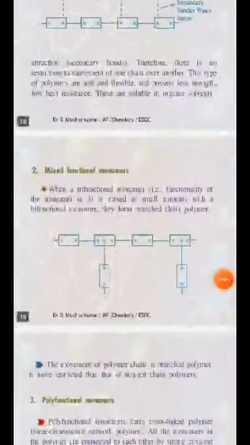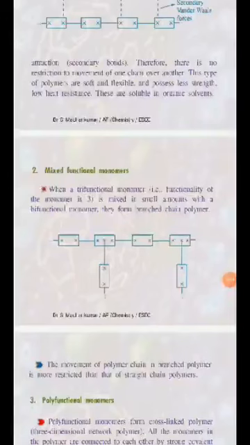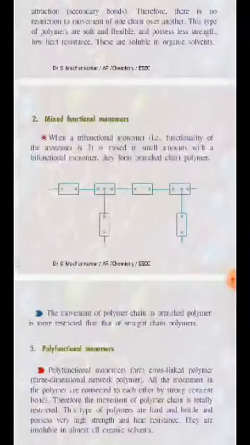Mixed functional monomers. When a trifunctional monomer, that is functionality of the monomer is 3, is mixed in a small amount with a bifunctional monomer, they form branched chain polymer. The movement of the polymer chain in a branched polymer is more restricted than that of straight chain polymer.